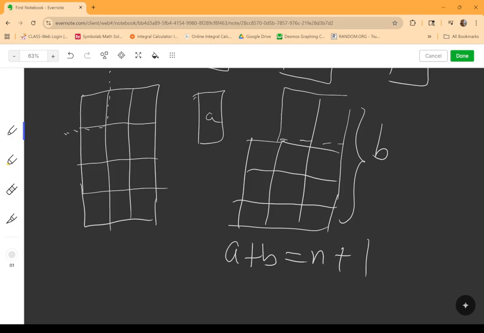So here, the inductive hypothesis must apply to both A and B, not just Rn. All right, so let's just keep that in mind here.